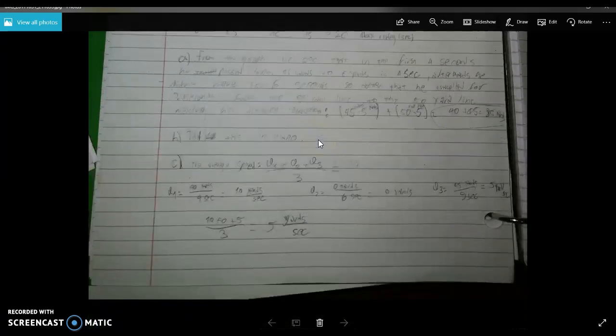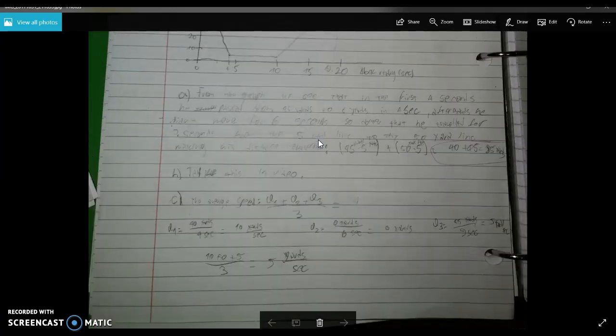For the average speeds, I calculated that by calculating each individual speed for each section of his movement, and then calculating the average of those speeds.